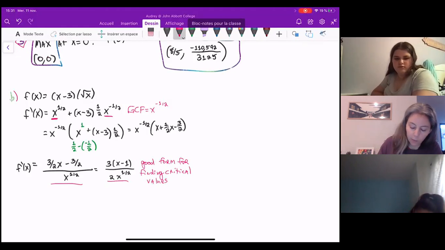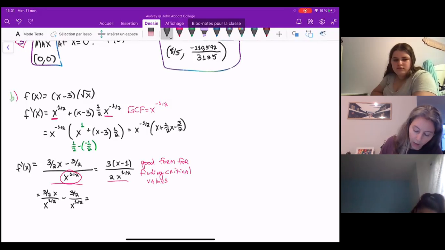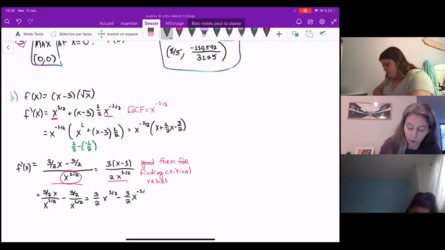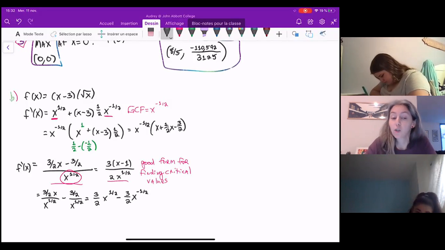Remember we said when you have that one term on the bottom, you can separate. So this is 3 over 2x over x to the 1/2 minus 3 over 2 over x to the 1/2, which gives me 3 over 2 x to the 1/2 minus 3 over 2x to the negative 1/2. And this is a better form for finding the second derivative.